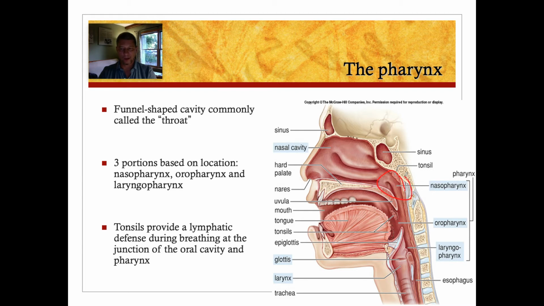So you've got the nasopharynx, the oropharynx, and then the laryngopharynx here. Just as a little side note, you can see the tonsils both at the back of the throat here, but also at the back of the nasal cavity here. These tonsils are part of the lymphatic system, and they filter out dirt, dust, germs, bacteria, and anything else in the air that we breathe and in the food that we eat.